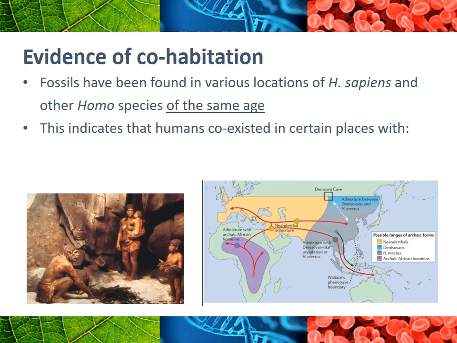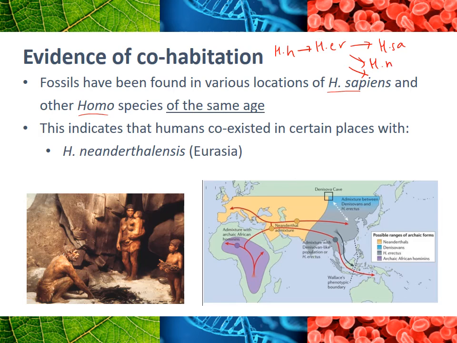All right, another important thing we have learned from the fossil record is that fossils of Homo sapiens and other Homo species have been found in the same place and have been found to be the same age. So we often look at, let's say, Homo habilis, then evolving to become Homo erectus, then that Homo erectus evolving to become Homo sapiens, but obviously we know there were other groups as well.